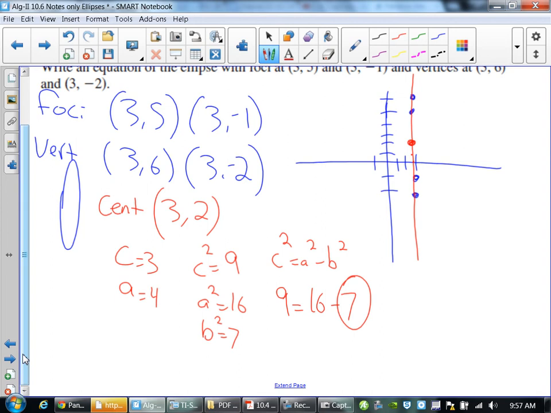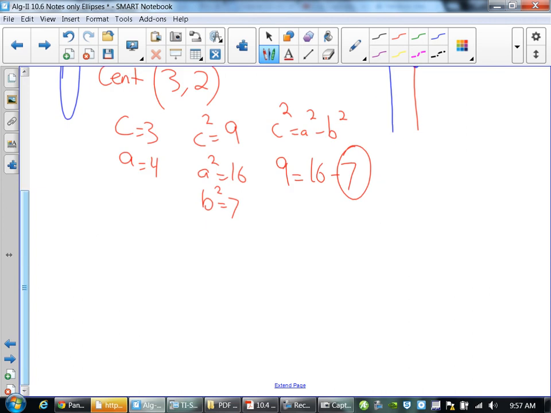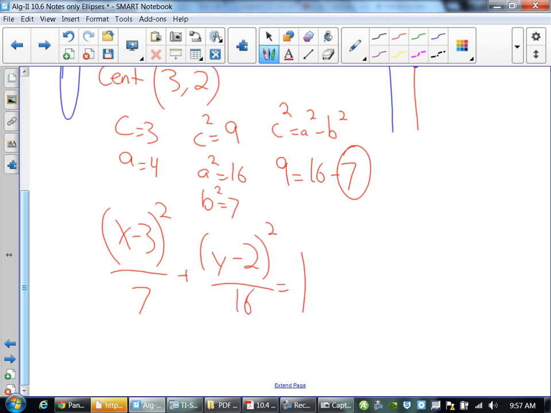Now you have all of your information. When we go back to write this in, we know that the A squared has to go underneath which part? Y, because it's stretched vertically. So you wind up with (x minus 3) quantity squared over B squared, which was 7, plus (y minus 2) quantity squared over A squared, which was 16, equals 1.